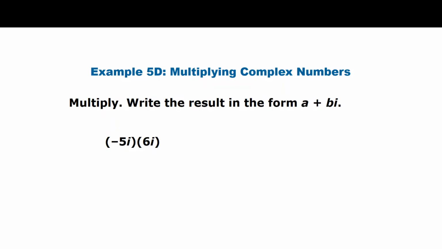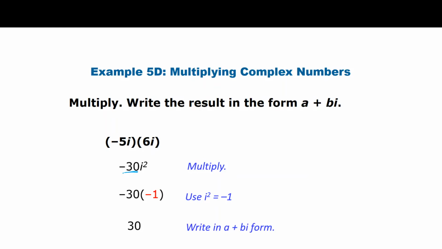All right, this one's even simpler, more simple, okay? So we're just going to multiply. -5i times +6i is a -30i squared. So remember, the i squared is the same as -1, so -30 times -1 is +30.